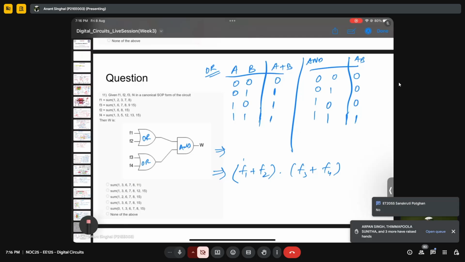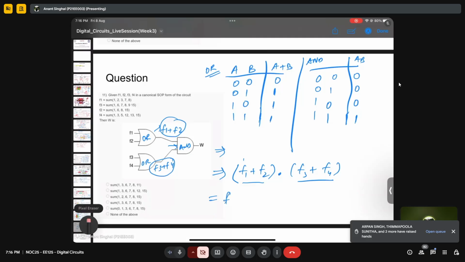Once again, repeat, sir. So basically this OR gate is doing the addition of F1 plus F2, right? This OR gate is doing the addition of F3 and F4. And these two terms are getting multiplied by this AND. That is F1 plus F2 multiplied by F3 plus F4. Is it clear? Yeah.